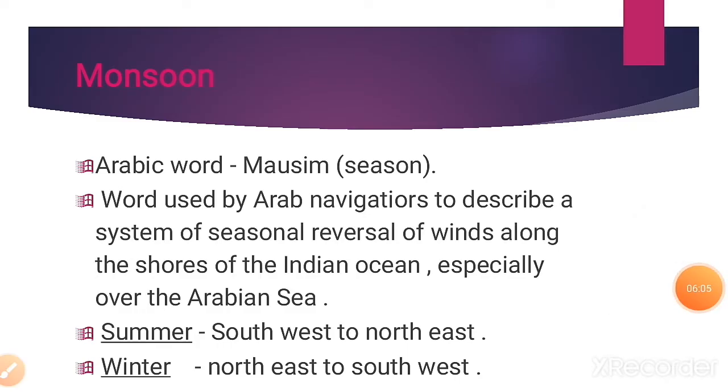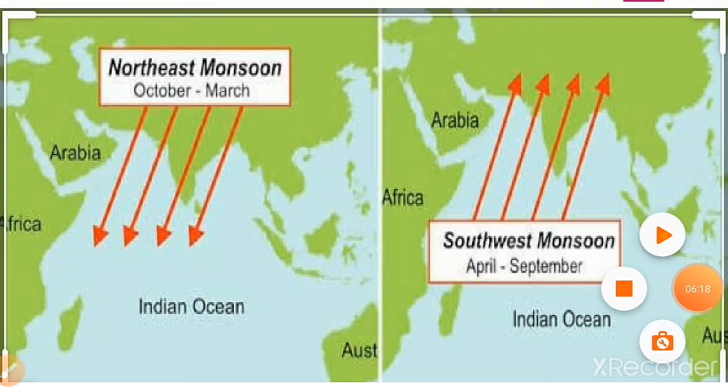So the wind in the summer season moves from southwest direction to northeast direction. During winter, it moves from northeast direction to southwest direction. See the picture. During winter, the wind moves from northeast to south direction. In summer, it moves from southwest to northeast direction.